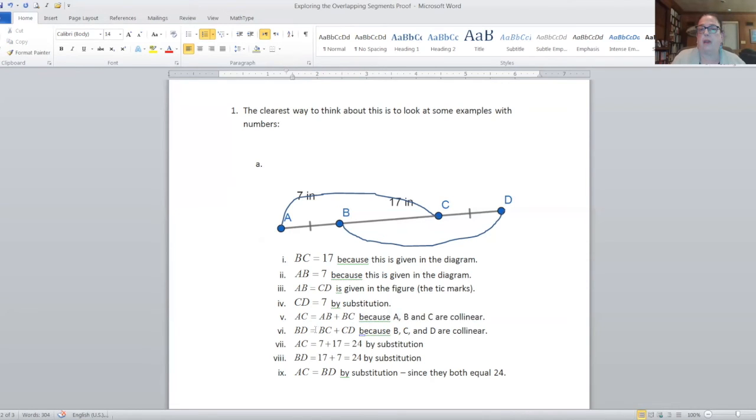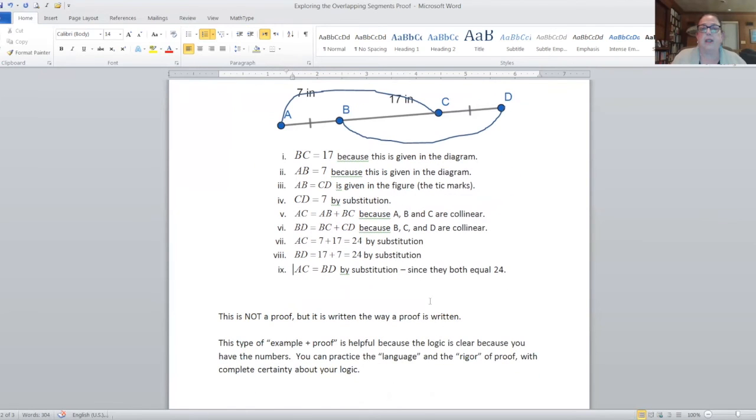And now all we have to do is substitute. We know the lengths of AB and BC and CD, so we plug them in. And we add and we get 24 in both cases. And so it's easy to say the length of AC equals the length of BD by substitution because they're both equal to 24.